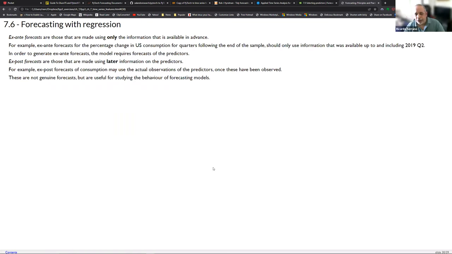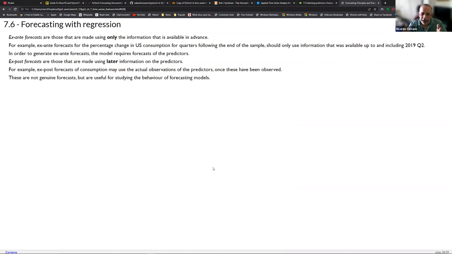All right, so in section 7.6, the author talks about two concepts in terms of the forecast. He talks about ex ante, right, and ex post. In other words, ex ante refers to using only the information that you had at that moment, all right? So for example, if we're trying to forecast certain behaviors in the rest of 2023, right? For example, retail sales or beer production or US consumption.